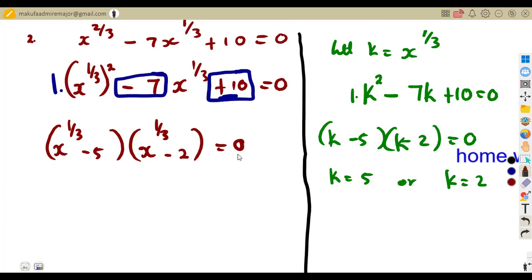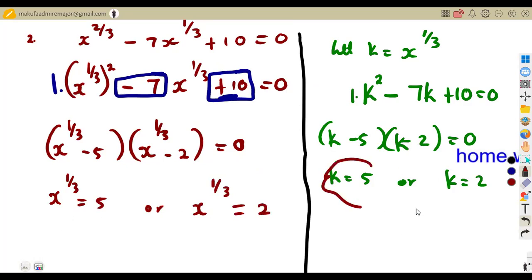But on this one, it gives us the solutions directly, because we are already having our solutions in terms of x. So if we equate this bracket to 0, we transpose the -5 to the other side and it becomes positive. x to the exponent of a third is equal to 5. Or we transpose -2 to the other side, so x to the exponent of 1/3 is equal to +2.